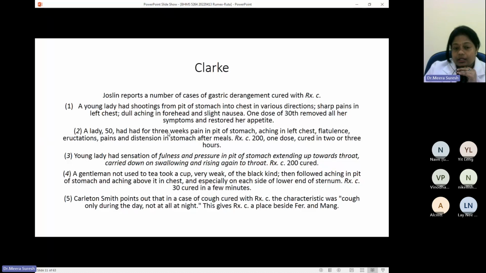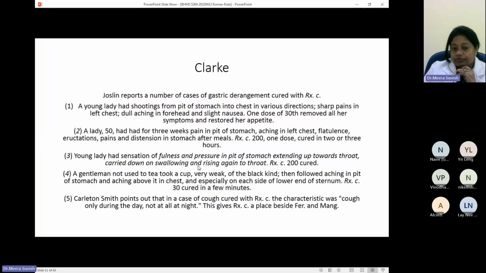A lady, 50 years old, had pain in the pit of the stomach for 3 weeks. Along with that, there was aching in the left chest, flatulence, eructation, and distension in the stomach after meals. And Rumex crispus 200, one dose, cured in 2 to 3 hours.